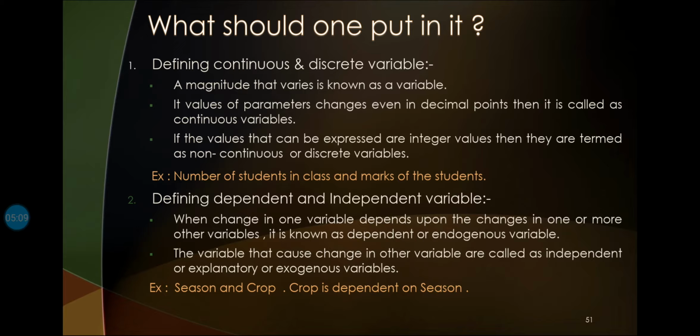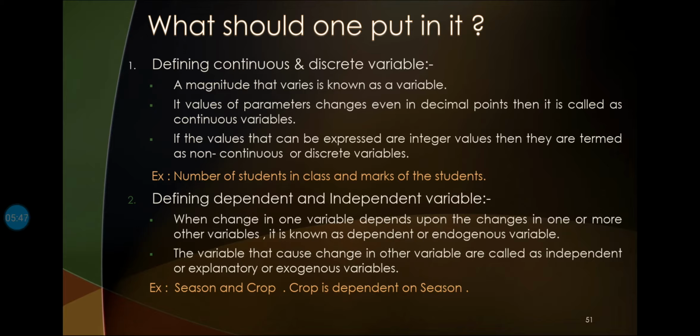A magnitude that varies is known as variable. If value of the parameter changes even in decimal points, then it is called as continuous variable. Again, I repeat, even if the value changes in the decimal points, we say it is a continuous variable. If the values that can be expressed are integers 1, 3, 5, 7, 4, 8, then they are termed as non-continuous or discrete variables. Number of students in the class and marks of the student. These are the examples of discrete variables and continuous variables.